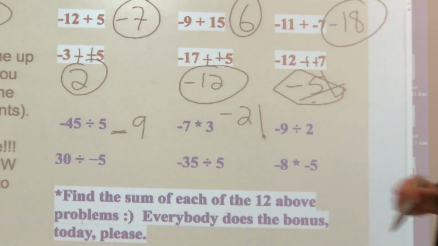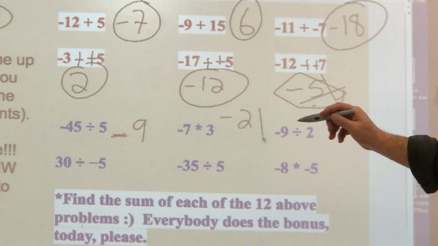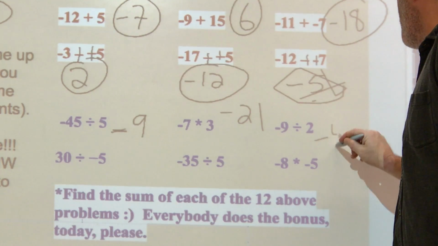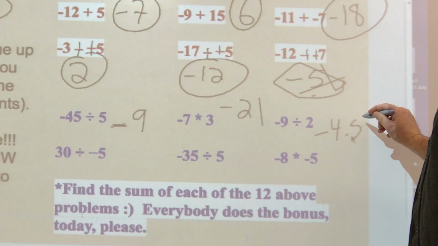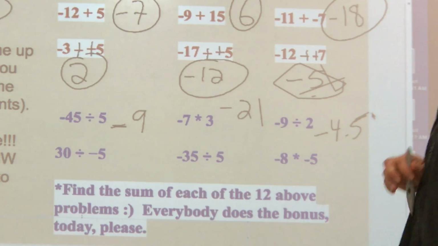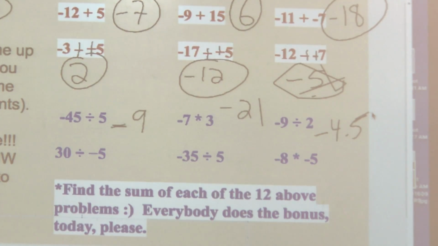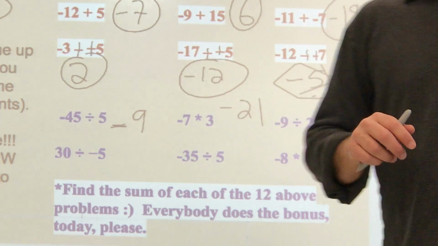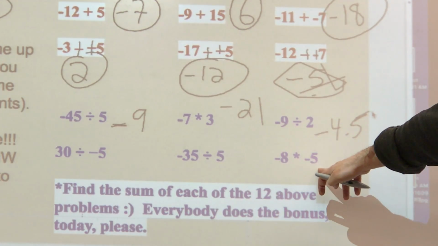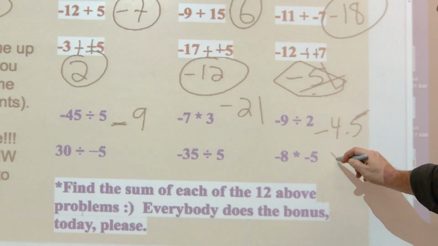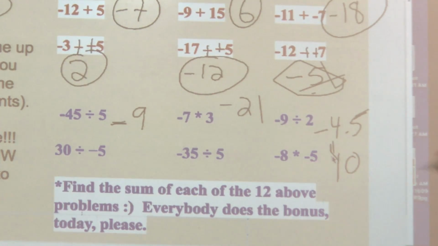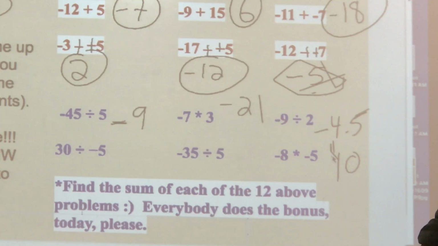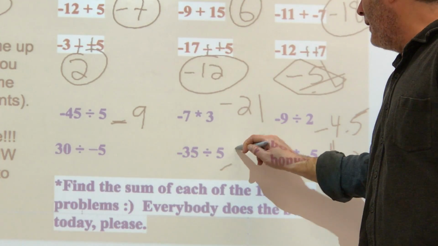Negative 9 divided by 2, this is our first one that's going to have a decimal, would be negative 4.5. That's just a little preview of what's coming in the next unit. Now, if we are dividing or multiplying and we have 2 negatives or 2 positives, it will be positive, which brings me back to this last problem. Negative 8 times negative 5 is positive 40. And yes, that funky looking guy is a 40. Negative 35 divided by 5 would be negative 7.